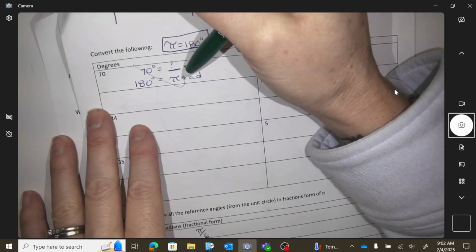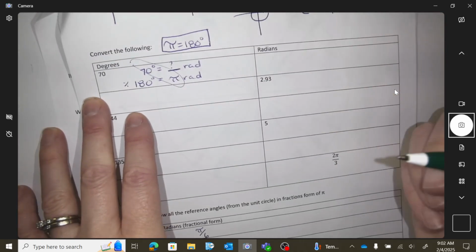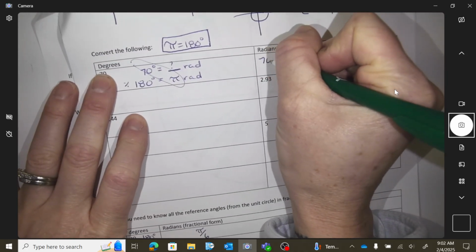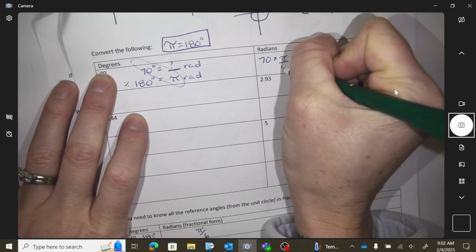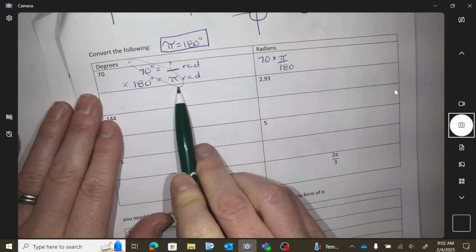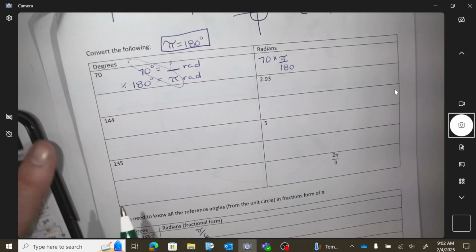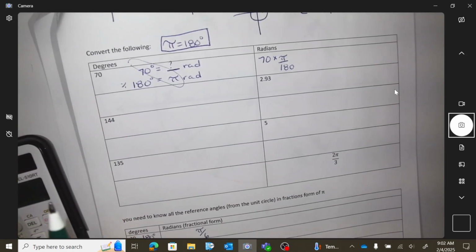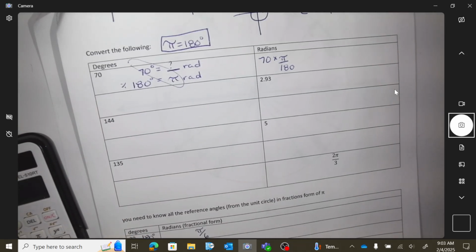So this times this divided by that. So 70 times pi over, and then divide by 180. So I'm going to have to times by pi, divide by 180. Okay, do you remember that you have to do this to 3 decimal places? See if we can get to 3 decimals on your calculator accurately.